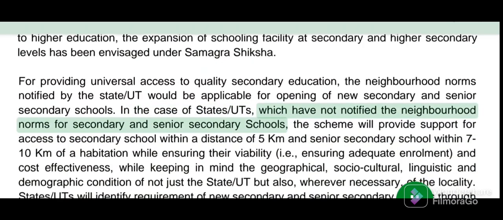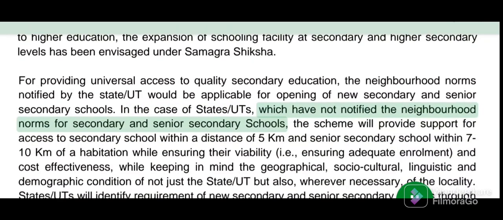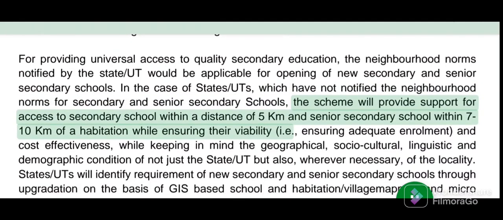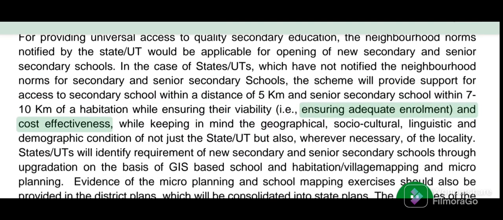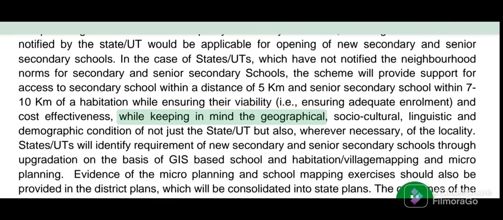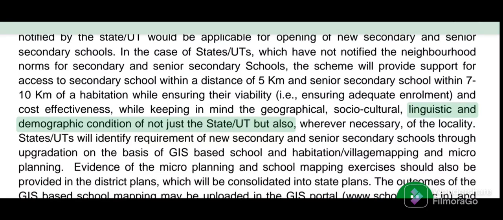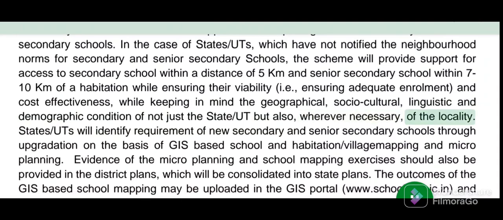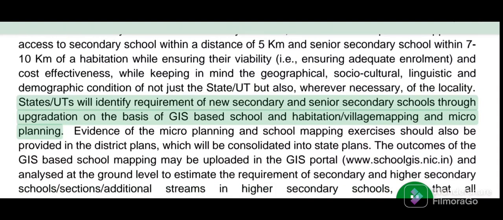In the case of states/UTs which have not notified the neighborhood norms for secondary and senior secondary schools, the scheme will provide support for access to secondary school within a distance of 5 km and senior secondary school within 7 to 10 km of a habitation, while ensuring their viability, i.e., ensuring adequate enrollment and cost effectiveness, while keeping in mind the geographical, socio-cultural, linguistic and demographic condition of not just the state/UT but also, wherever necessary, of the locality. States/UTs will identify requirement of new secondary and senior secondary schools through upgradation on the basis of GIS-based school and habitation/village mapping and micro-planning.